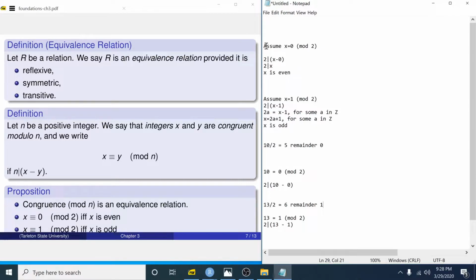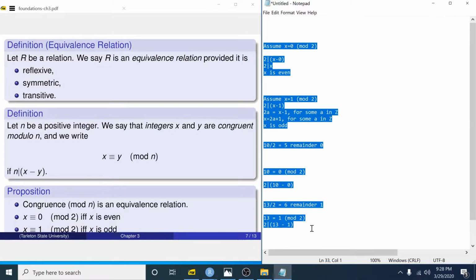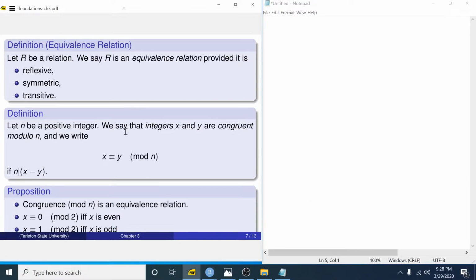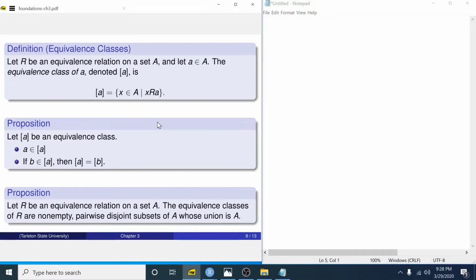Okay, so with all of that under our belts, let's go to our next slide. This is our last slide, and it gets into an important concept: equivalence classes. This is our definition. Let R be an equivalence relation on a set A, and let little a be an element of the set A. The equivalence class of a, denoted bracket a, is the set of all x in A such that x is related to a.